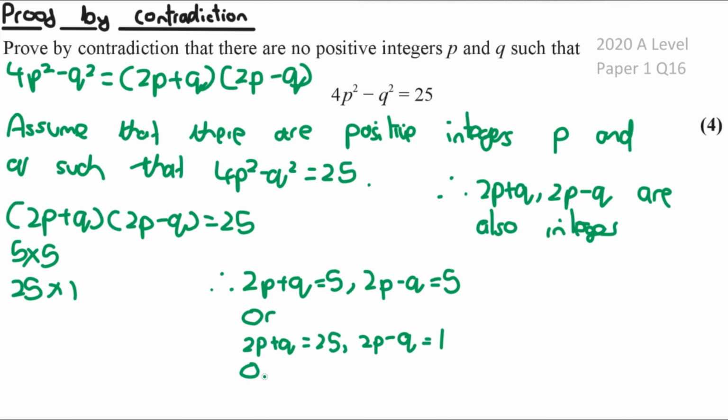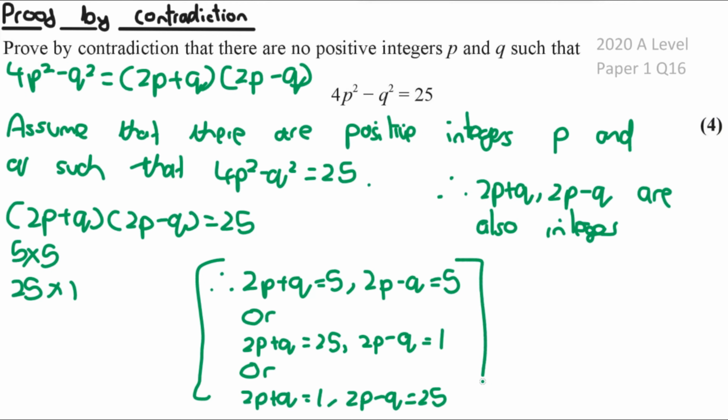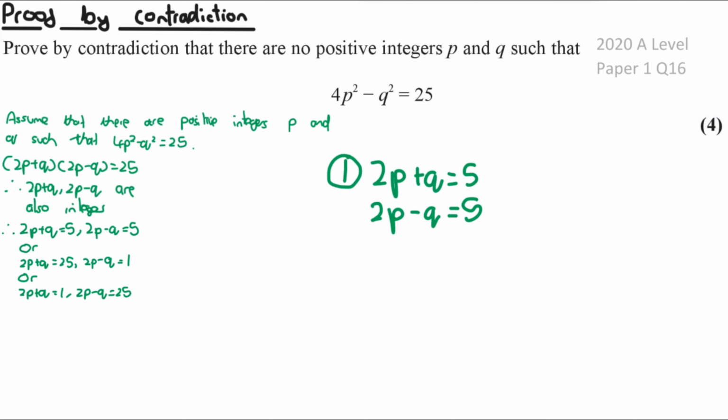And then the final scenario is when 2p plus q is equal to 1 and 2p minus q is equal to 25. These are the only scenarios for which 2p plus q and 2p minus q are integers and multiply together to give 25. So these are the only possible solutions. So let's solve these individually. So these are a pair of simultaneous equations which we can solve.